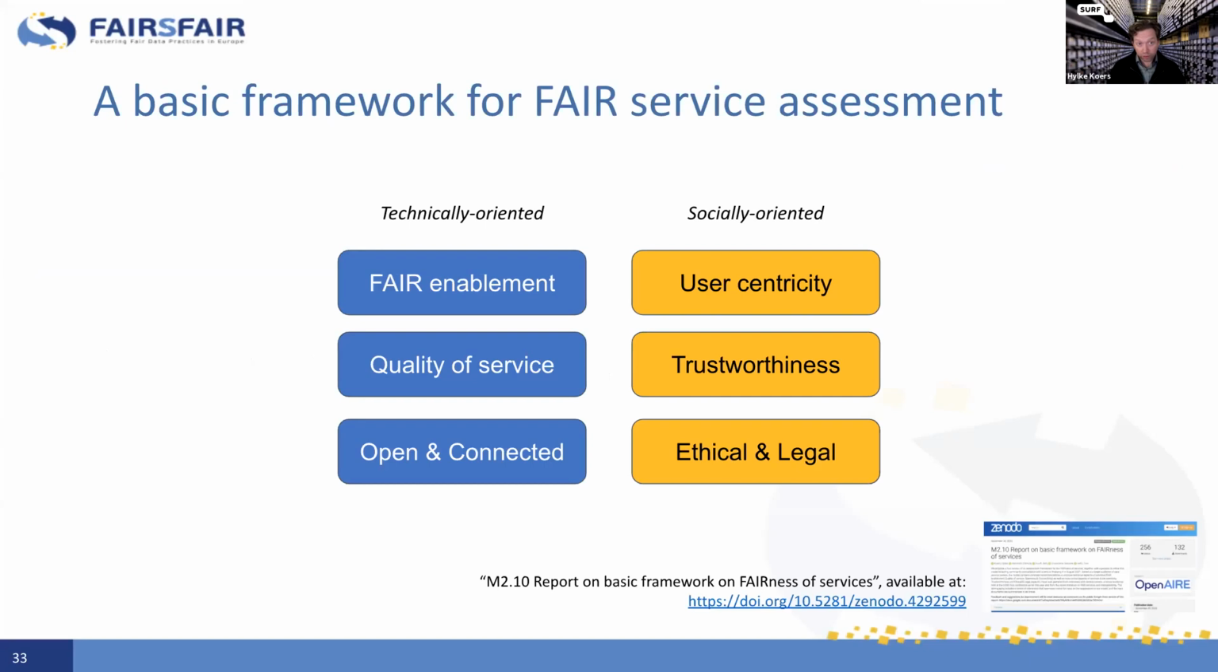So just to summarize, this basic framework is composed of 6 different aspects: FAIR enablement, quality, open and connected, user centricity, trustworthiness, and ethical and legal aspects, clustered into more technically oriented matters and more socially oriented matters. If you'd like to know more about this, we of course would love you to read the report. It's still open for community consultation, so there's ample opportunity to give your feedback, which will allow us to improve and iterate.